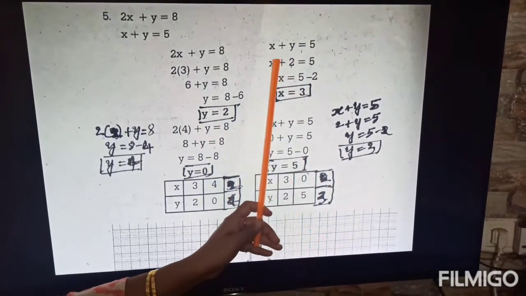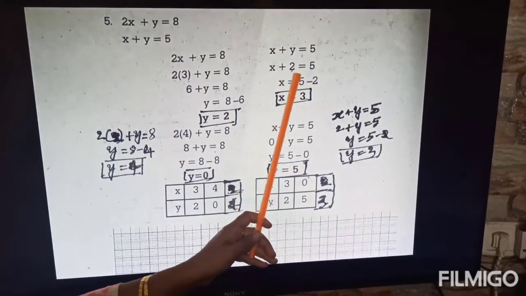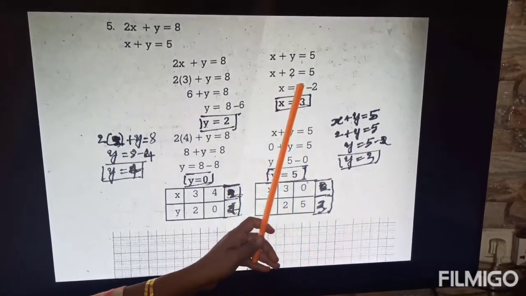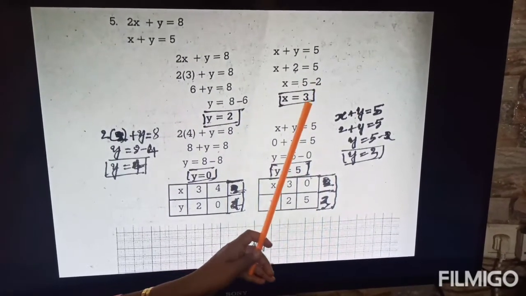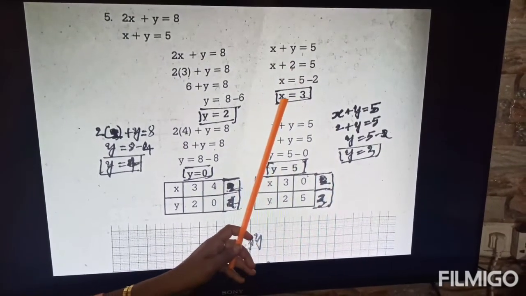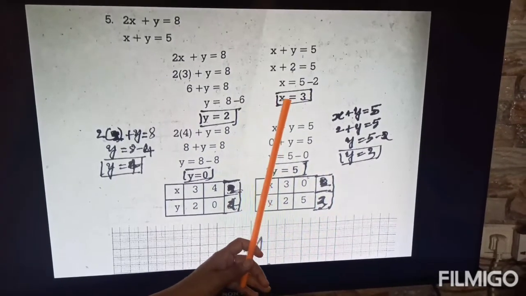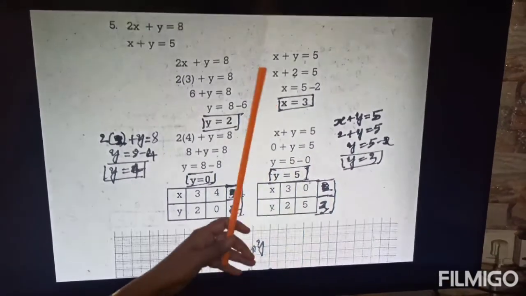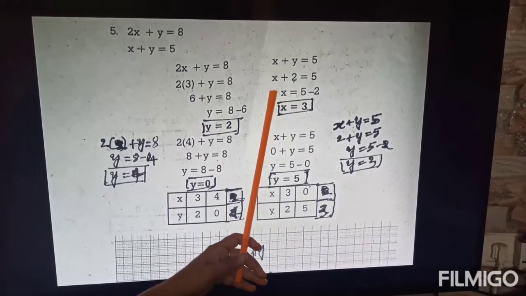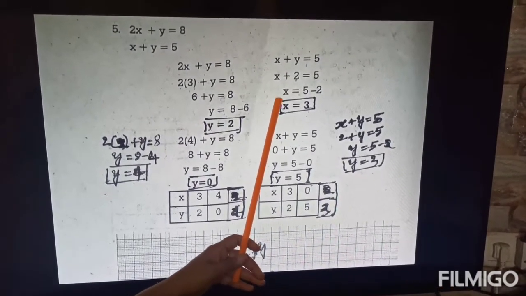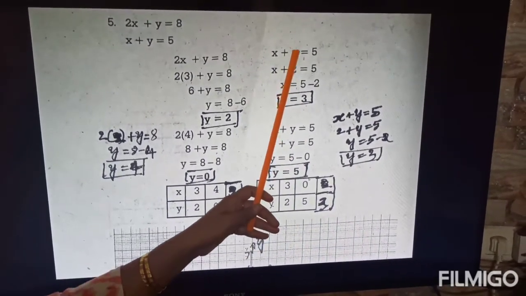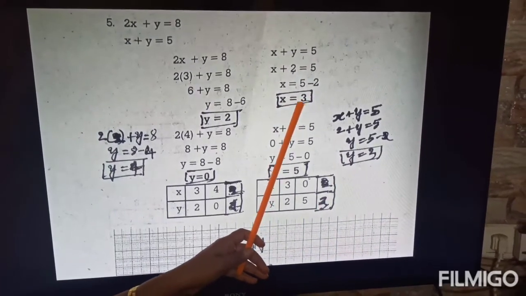Then take the second equation, x plus y is equal to 5. x plus 2 is equal to 5. Then replace y by 2. Then x is equal to 5 minus 2, which will be 3. If we replace y by 2, we get x as 3. Any variable we can transfer to the right side, and for any variable we can replace the values. Whichever variable we replace, we will get the value for the other variable. Here we replaced 2 for y and got x as 3.